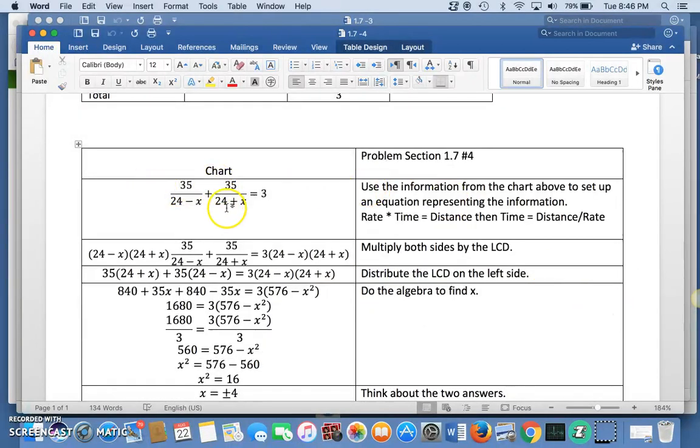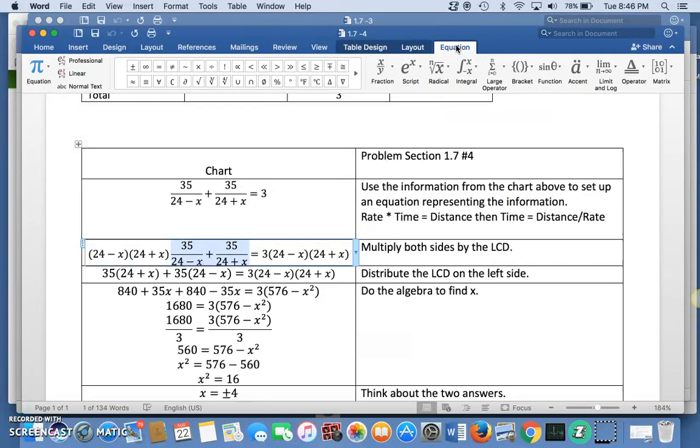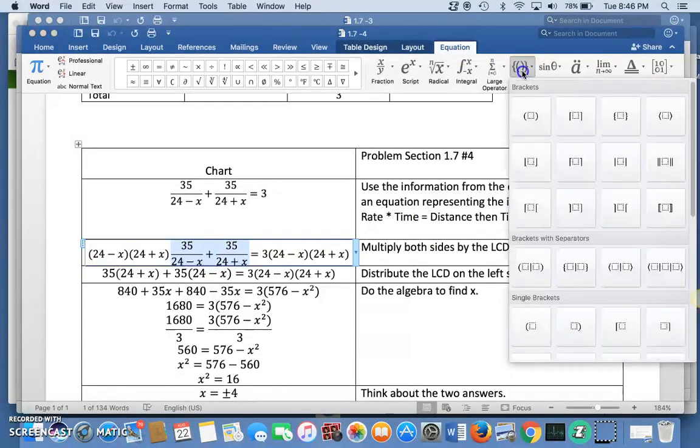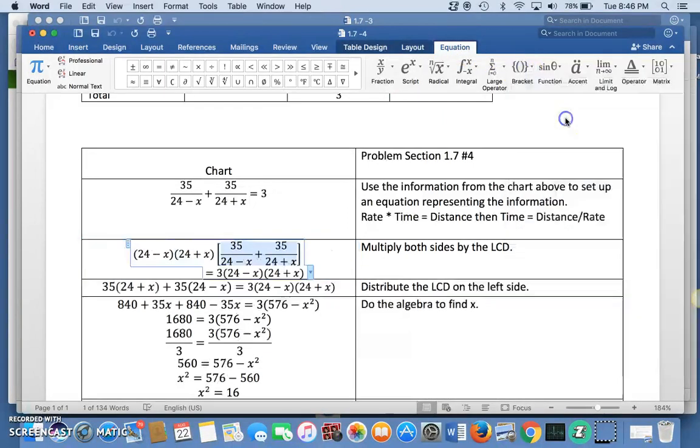Now, this is the situation where you've got to come up with a common denominator. Your common denominator is 24 minus x and 24 plus x. You're going to multiply both sides by that. This whole fraction right here is going to be multiplied by that expression. Let's put this in the bracket here. All right, so this is what's happening. This is the left side, this is the right side now.